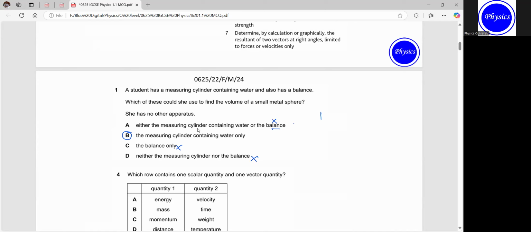The balance is not needed. Whenever you put the sphere inside the measuring cylinder with water, there will be a rise in the level. If this is V1 and there's a rise in level after dropping the sphere inside the water, then V2 minus V1 will give you the volume of the sphere. So we need only the measuring cylinder containing water.